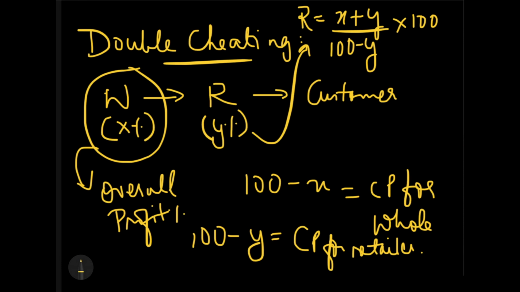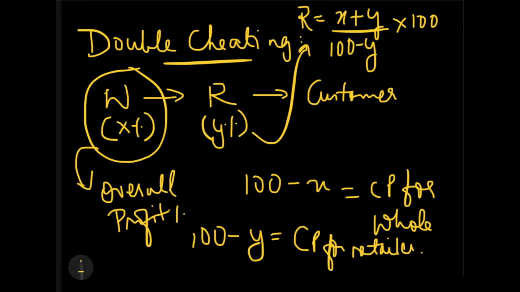I leave it as a question for you. Okay, just think over it and try to visualize the scenario that if W is having some profit x, of course that would be a part of his profit, but will y be a part of his profit? Yes or no? What will be the answer for the overall profit of the wholesaler? Will it be just x by 100 minus y, or will it be x plus y by 100 minus y? I gave you two options. Think and let me know in the comment section.